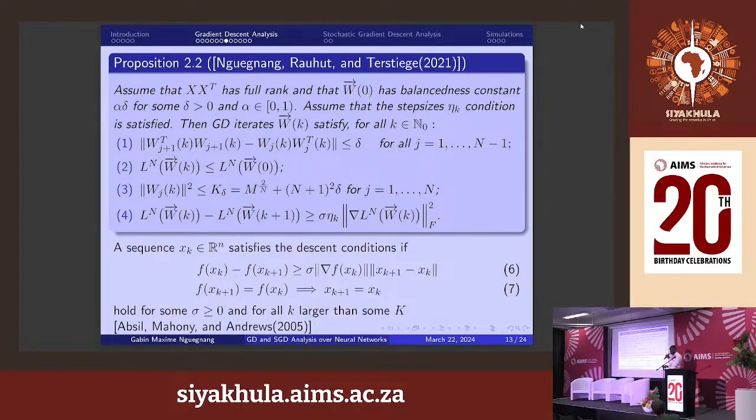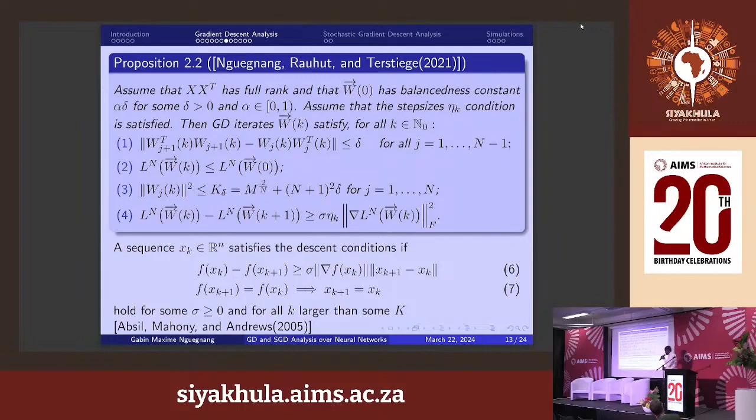An iterate algorithm satisfies the strong descent condition if 6 and 7 hold. So 6 only ensures that the angle condition is satisfied. Like, you really always point in a way that the angle will favor you moving toward the global minimum. And the second one just ensures that you avoid stagnation.